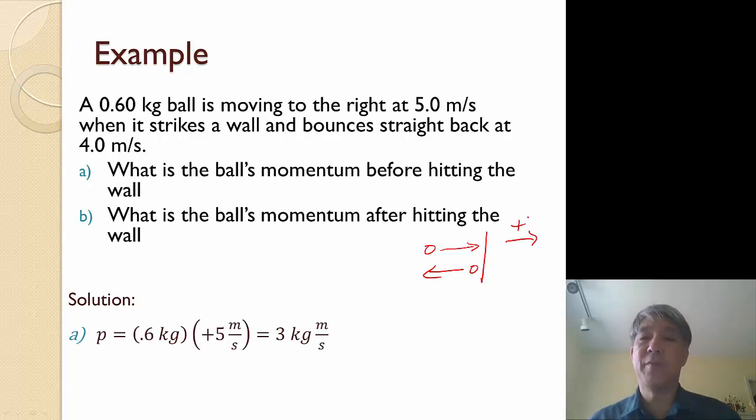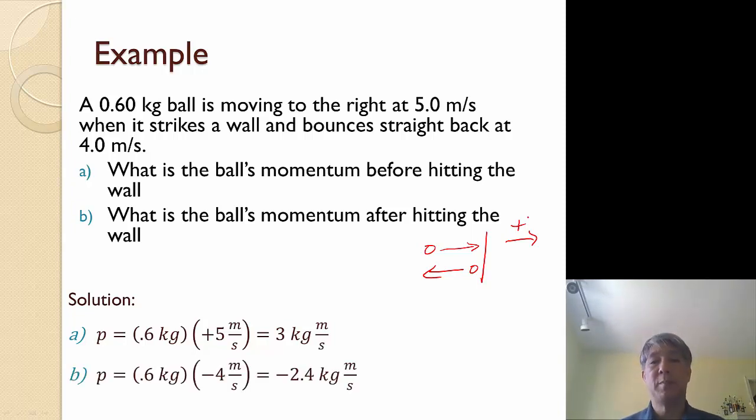So the ball's momentum before hitting the wall is my mass times velocity, 0.6 kilograms times plus 5 meters per second, or effectively just 3 kilograms times meters per second. After it bounces back, I need to remember that that 4 meters per second going to the left is in the negative direction. So my momentum is now going to be 0.6 kilograms times minus 4 meters per second, or minus 2.4 kilograms times meters per second.